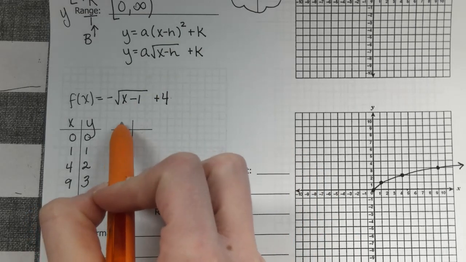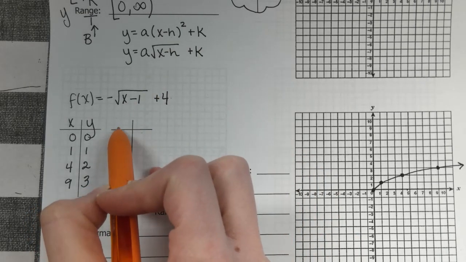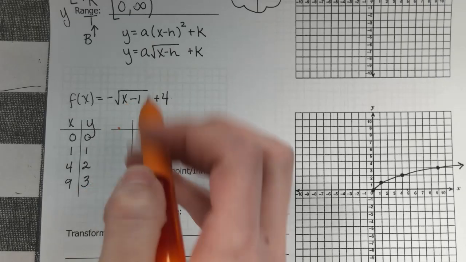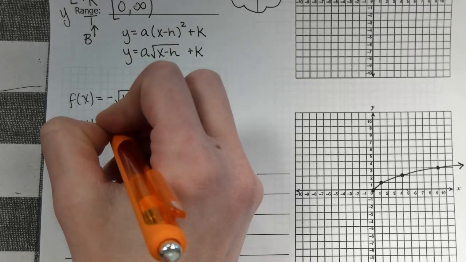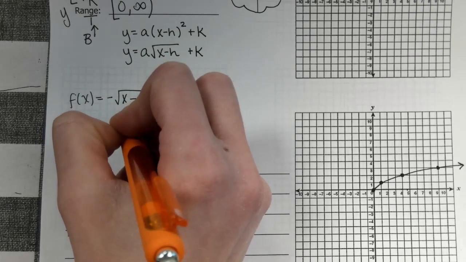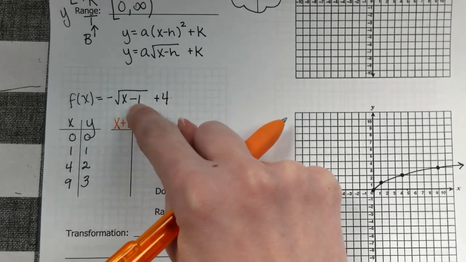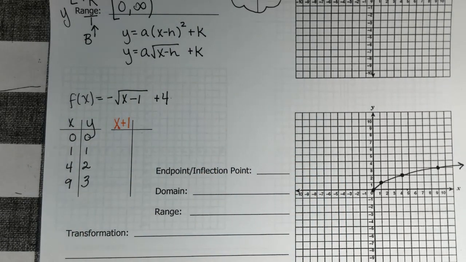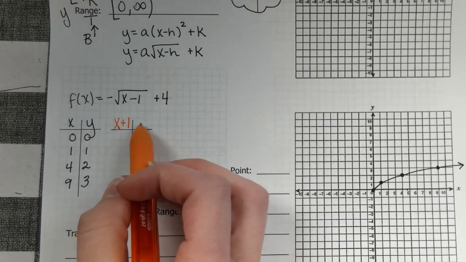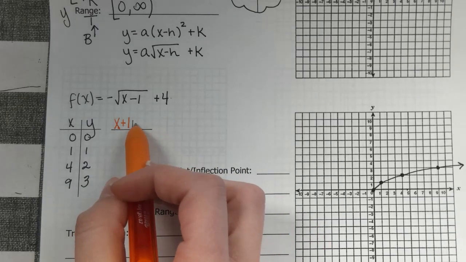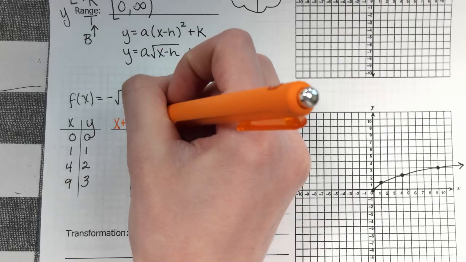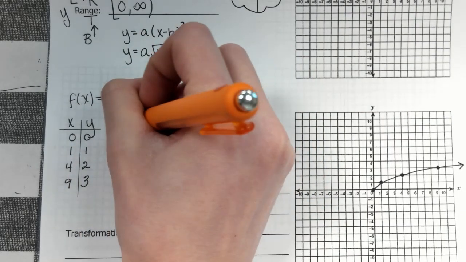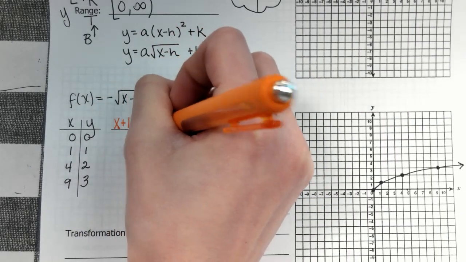What is happening to my x? I should really put what in my table? X plus 1. Why is it a plus when my function has a minus? Opposite. X is always the opposite. X is a liar. Okay, so then for my y's, what do I put? Negative y plus 4. Negative y plus 4. Y'all remember this now?